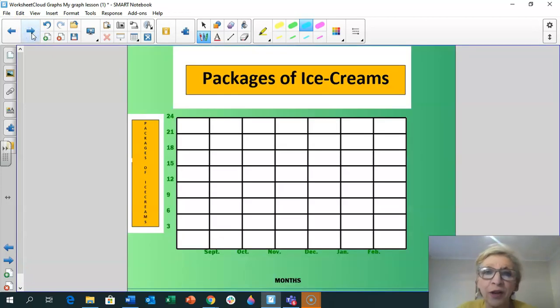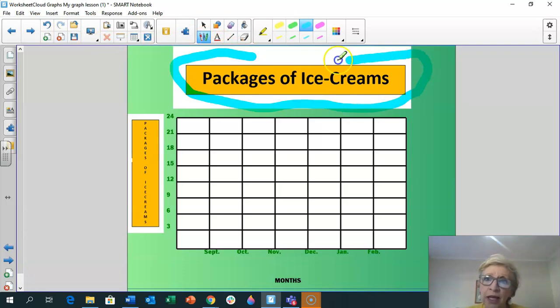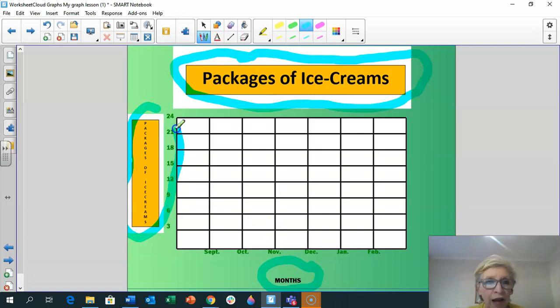Right, and here's one doing packages of ice creams. Okay, so again, what have we got? We've got the title. This is very important. If I don't tell you that this is showing ice creams, my goodness, then it's totally useless. At the bottom, it tells you the months, okay? And there on the side, it says the packages of ice creams, or the numbers of ice creams that were sold.